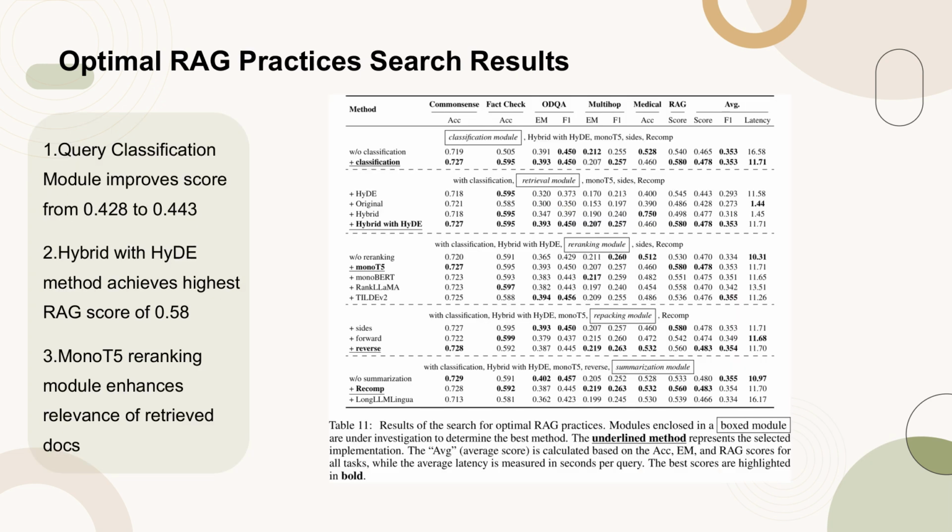Table 11 presents the results of the search for optimal retrieval-augmented generation (RAG) practices. The table highlights the performance of various modules under investigation, with the underlined method indicating the selected implementation. The average score is calculated based on ACC, EM, and RAG scores across all tasks, and latency is measured in seconds per query. Key findings include the significant improvement in overall score and reduction in latency time due to the query classification module, the highest RAG score achieved by the hybrid with HyDE method, and the efficacy of the monoT5 re-ranking module in enhancing document relevance.